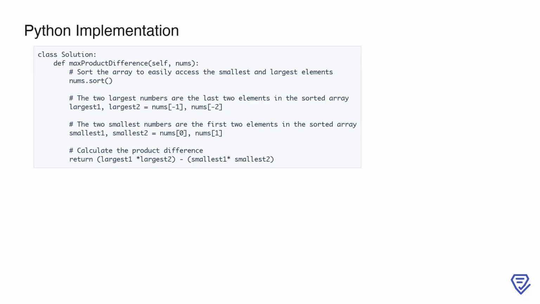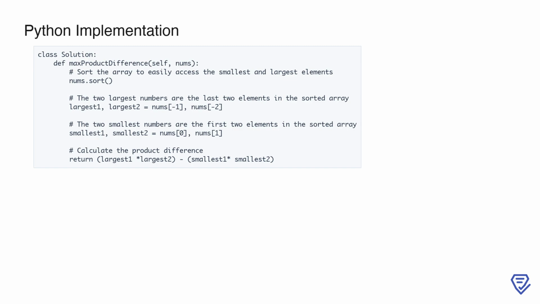After extracting these values, the function calculates the product difference using the formula, largest 1 * largest 2 - smallest 1 * smallest 2. This formula ensures that the maximum product difference is computed efficiently. Finally, the result is returned. The algorithm has a time complexity of O(n log n), due to the sorting operation, where n is the length of the input array. The space complexity is O(1), since no additional data structures are used beyond a few variables for intermediate computations.